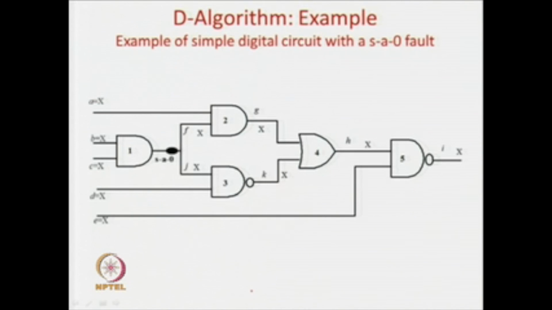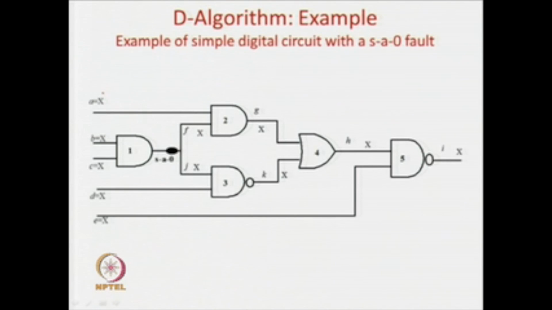There are a lot of options possible. It may not always be as green as it looks, that it will always be successful. Sometimes you will fail, and you have to take many other options. But we will see it in the very formal notion as we have discussed the D algorithm in the last few slides. So let this be the circuit.